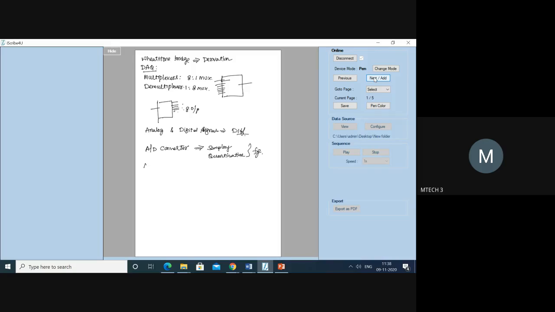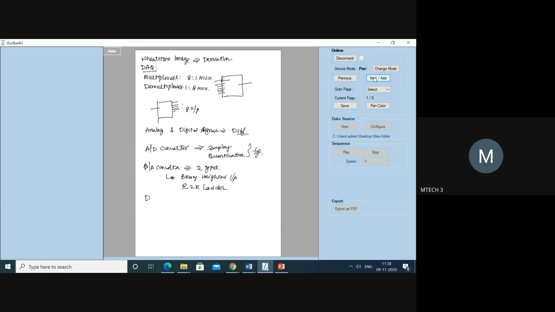Then next is the D to A converter. How many types? 2 types. Clear? Which are the 2 types? Binary weighted input resistor. Then the next one was R to 2R ladder. Right, so this is what we have discussed.